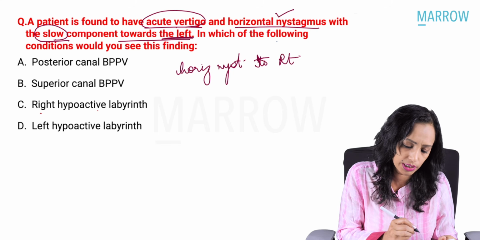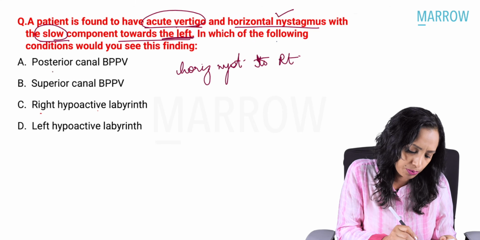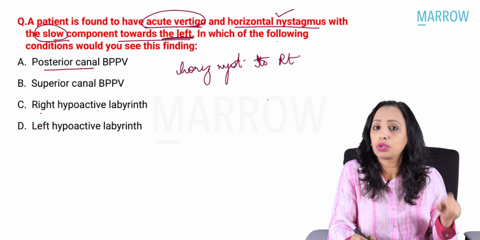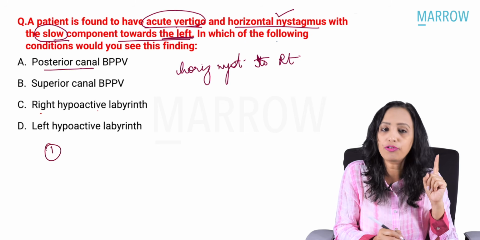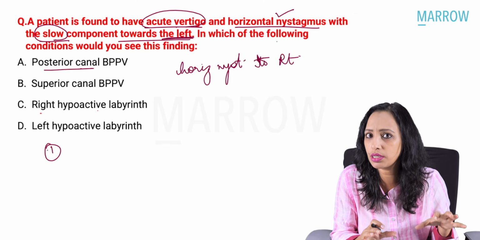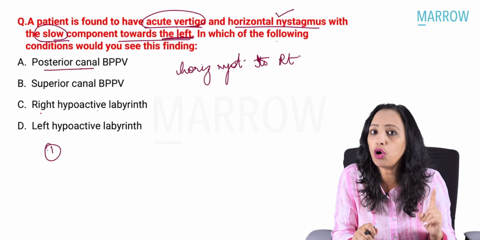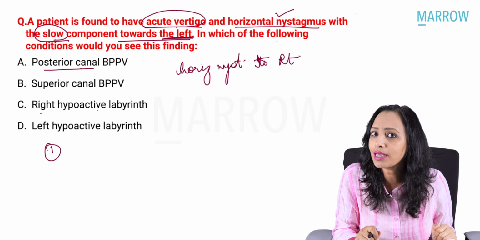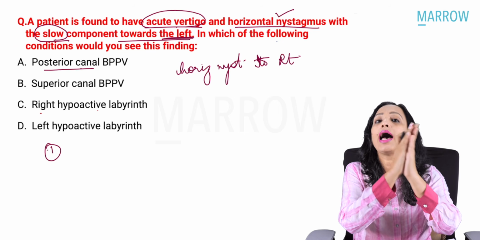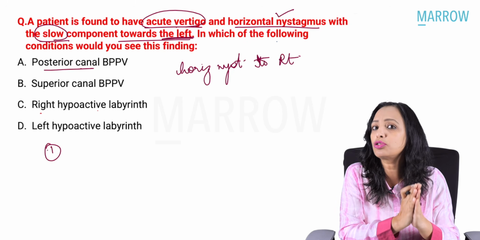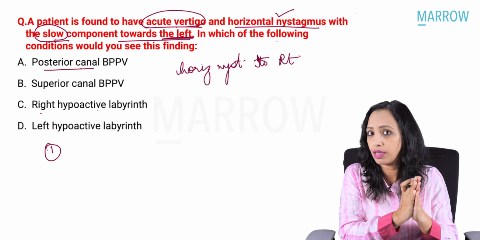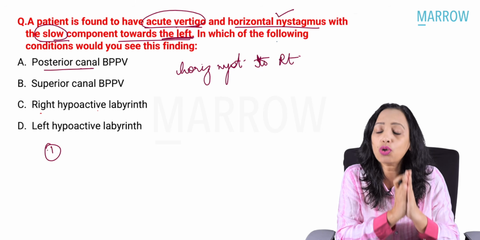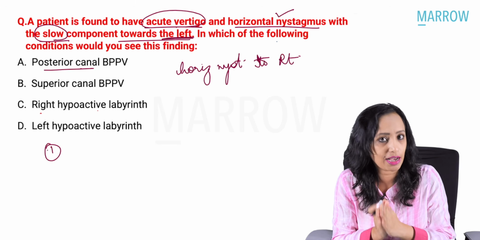Now let us see the choices. The first choice is posterior canal BPPV. Can it be a posterior canal BPPV? So always remember, this is the first thing that you have to remember whenever you have to answer such questions, is that whenever there is involvement of the vertical canals. What are the vertical canals? Vertical canals are the anterior and the posterior. Anterior is also known as superior semicircular canal. Yes. So whenever there is involvement of the vertical canals, the nystagmus is always a vertical nystagmus.